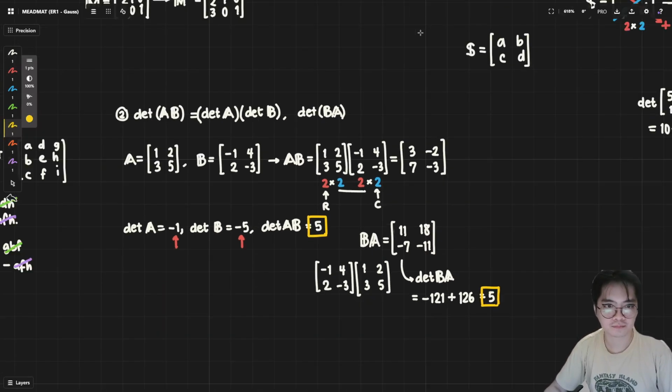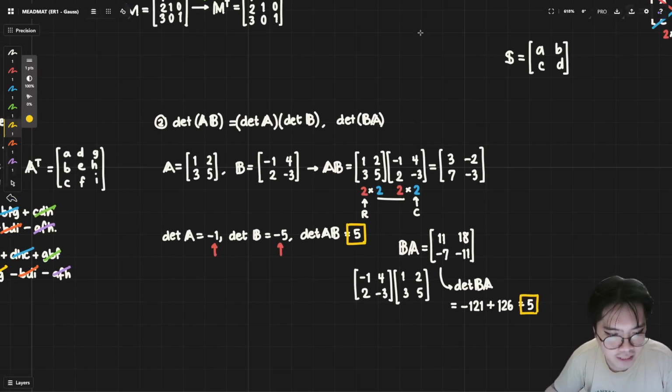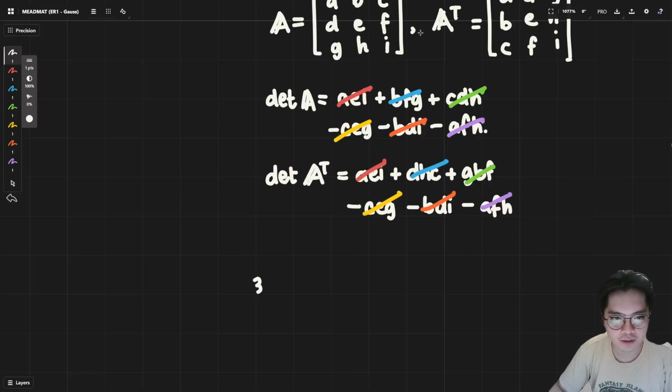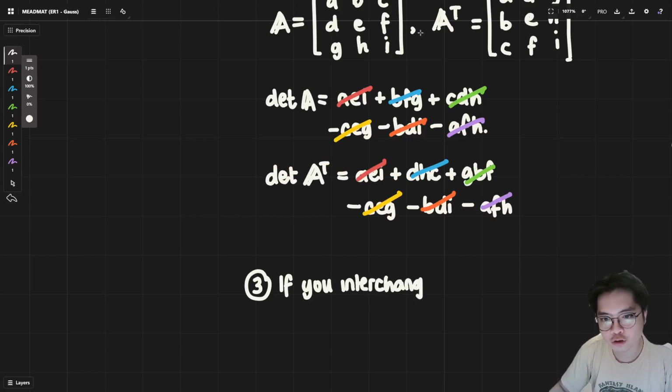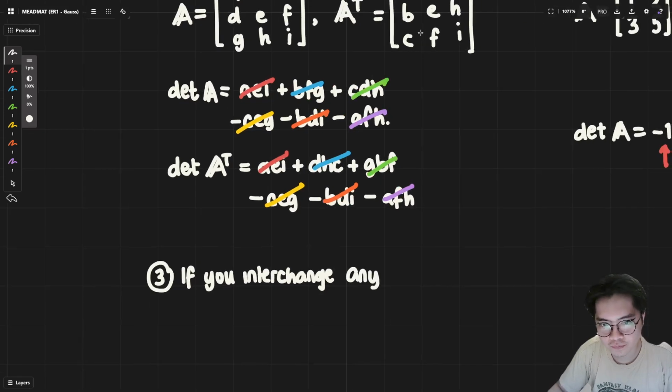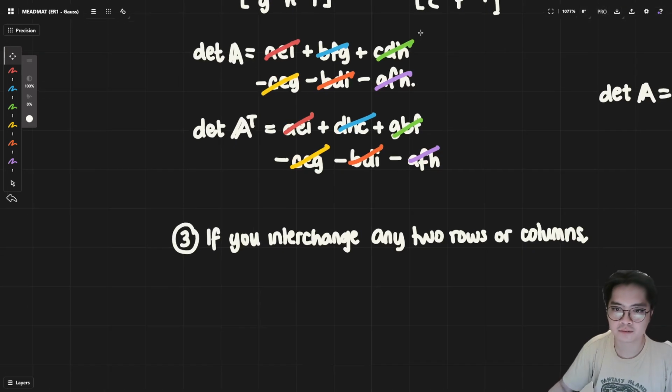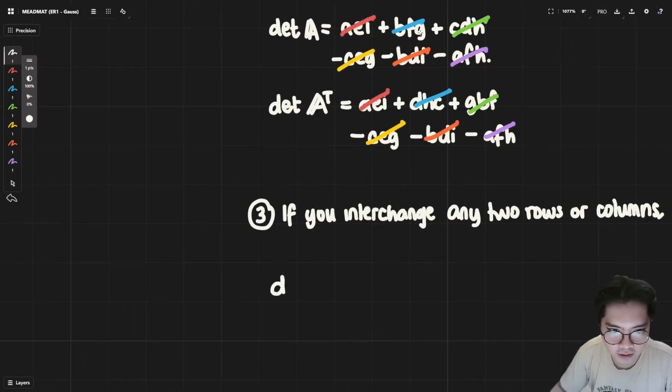There you go. That is property number 2. Now, what if we have something like this? If you interchange any two rows or columns, what happens to the determinant? Well, let's just try.